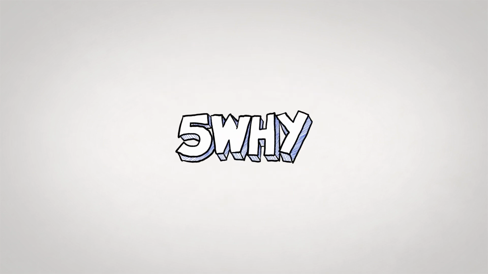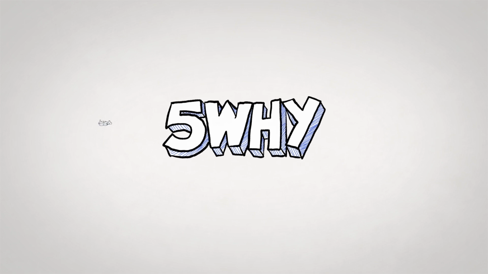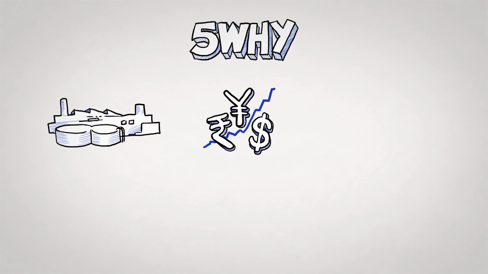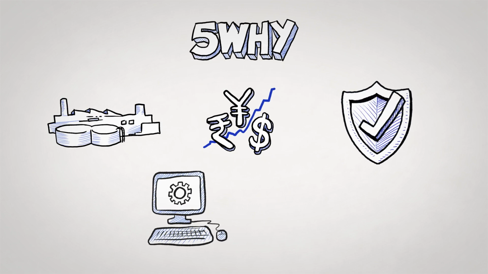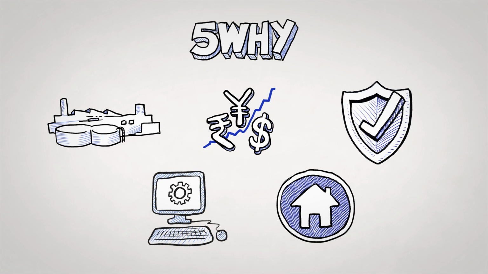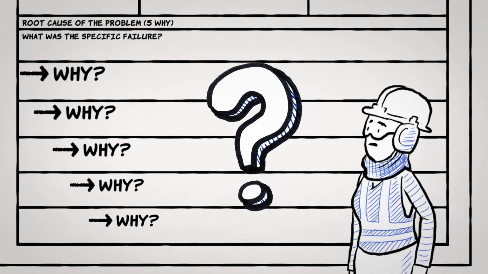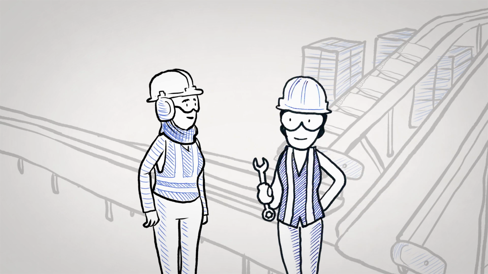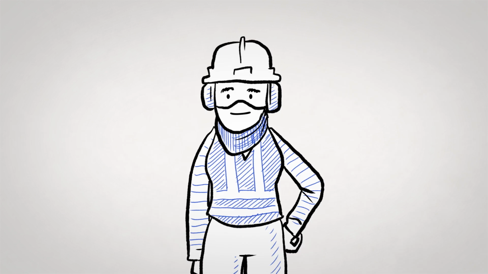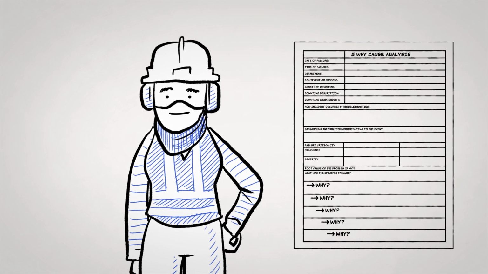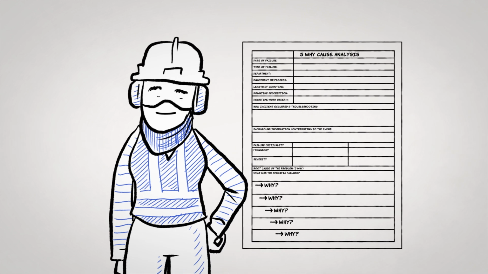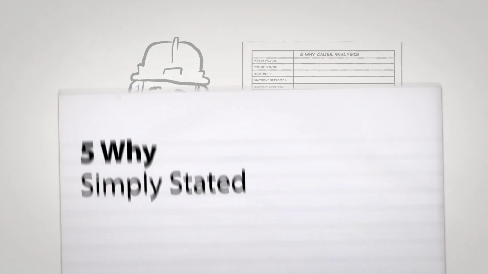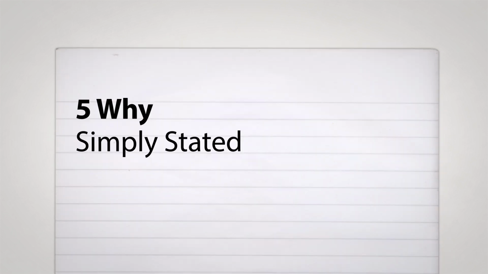The 5Why method can be used everywhere, from production areas to finance, safety, IT, and even your day-to-day life. It allows us to work smarter by allowing us to ask the right questions and pull in the right people to help figure out what is really going on. Chitra now knows a new way to discover the root cause of problems. This has been 5Why, simply stated.